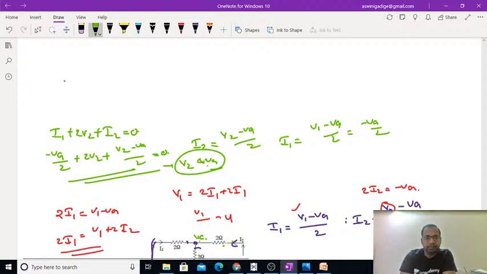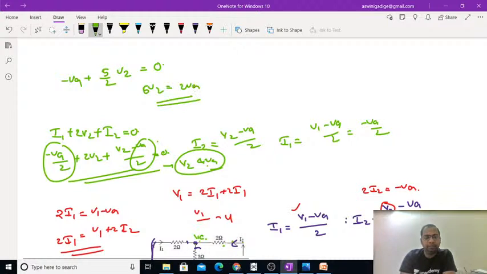See guys, I will get minus VA by 2 and minus VA by 2, which gives minus VA, and plus 2V2 plus V2 by 2. Okay, 2 plus 1 by 2 is nothing but 5 by 2. So 5 by 2 V2 minus VA is equal to 0. From this one I will get 5V2 is equal to 2VA. So I got the relation between V2 and VA.